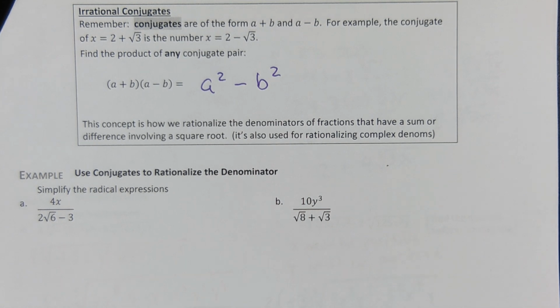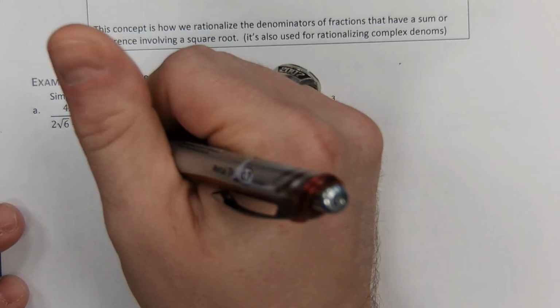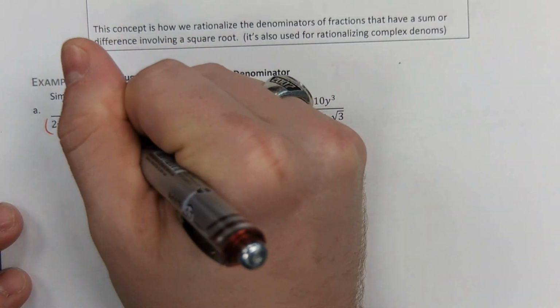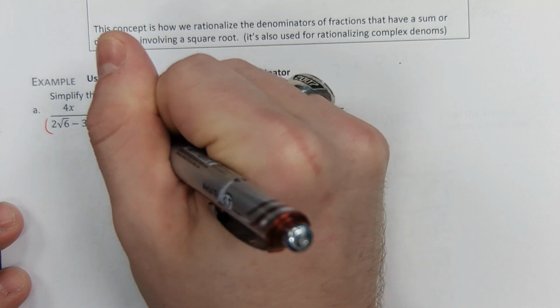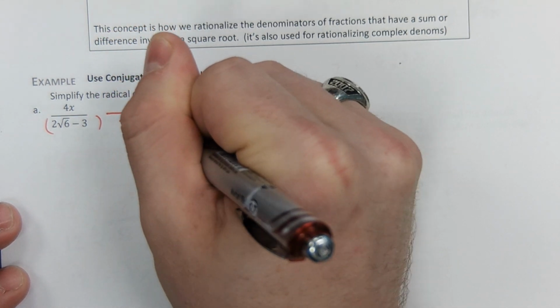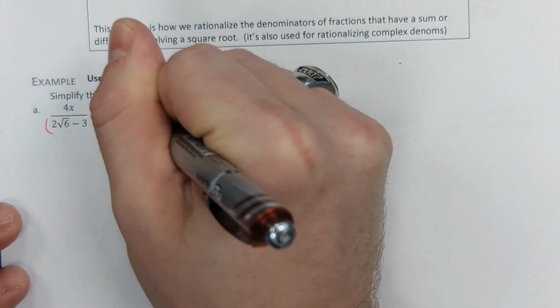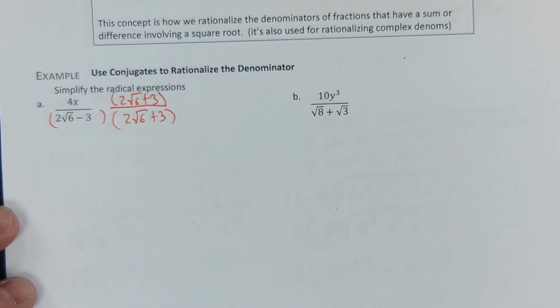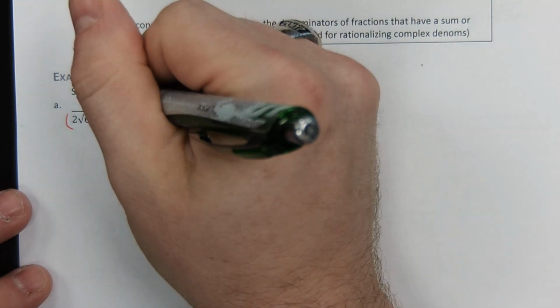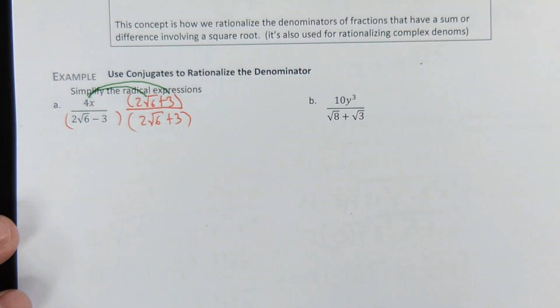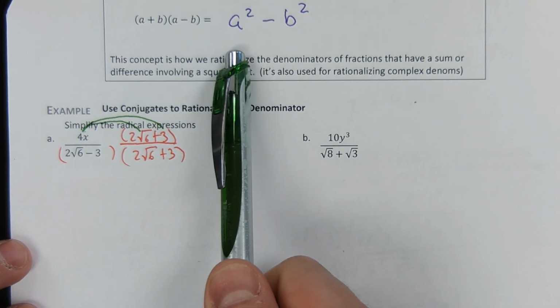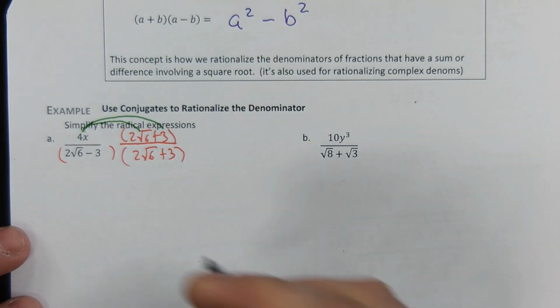All you do, if you're trying to rationalize the denominator that has an irrational number in it with plus or minus, is multiply by the conjugate. Switch the symbol between them. That's all you have to do. So you're multiplying by 2 root 6 plus 3 on the top and bottom. On top, you just distribute. That's easy. And on bottom, square the front, square the back, put a minus sign in between.